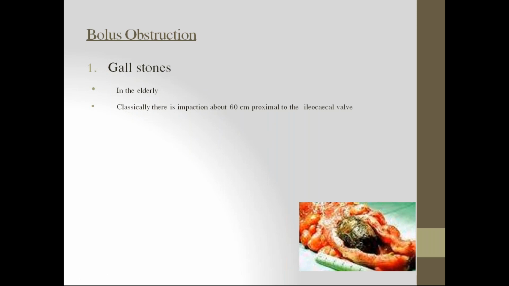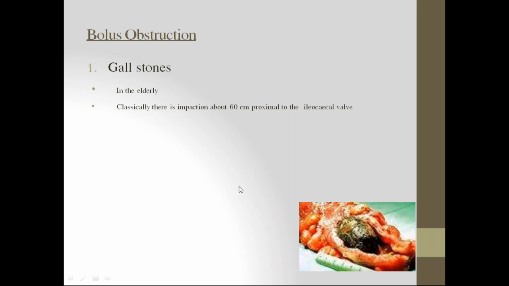This pathological condition is known as gallstone ileus. Classically, the obstruction is 60 centimeters proximal to the ileocecal valve. It is most commonly seen in elderly female patients. These gallstones, which attain a large size, gradually travel through the fistula by which the gallbladder is connected to the duodenum.